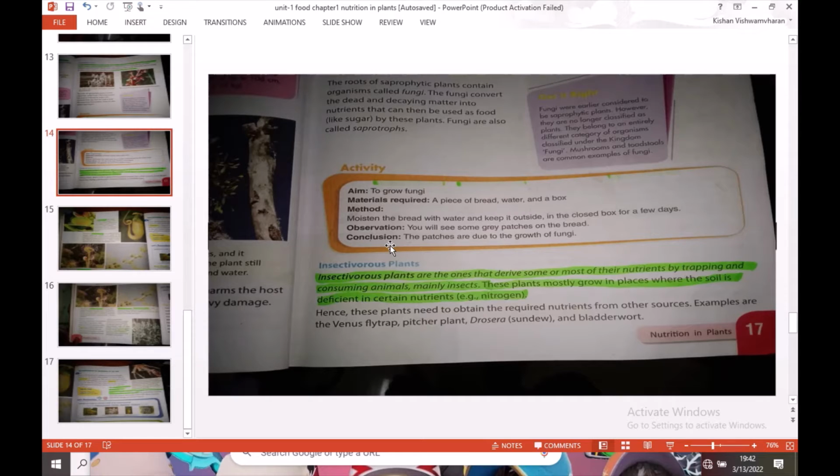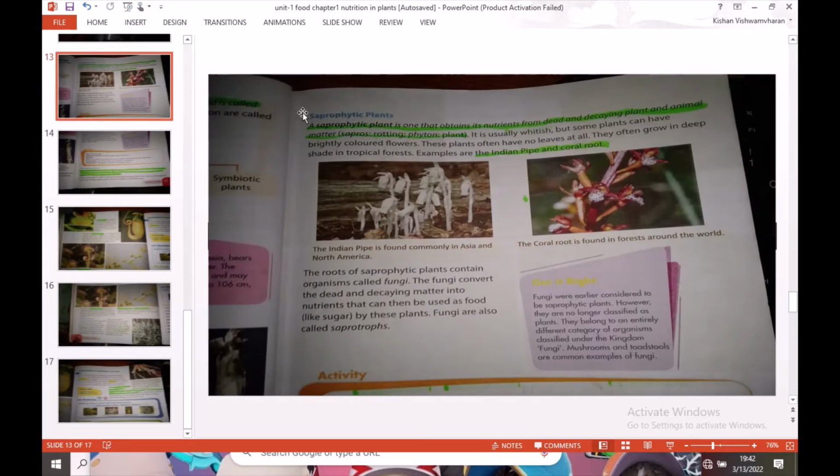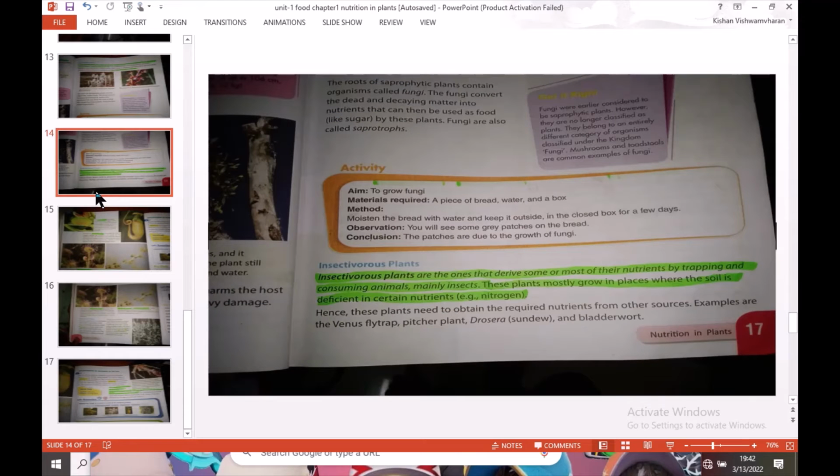The method is to moisten the bread with water and keep it outside, not in the sunlight, in the closed box for a few days. You will see some grey patches on the bread. The patches are due to the growth of fungi. You can see the fungi growing in a microscopic view. Fungi look like black pepper, very black.